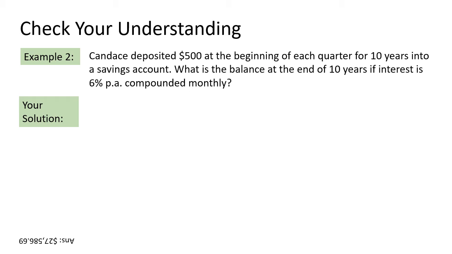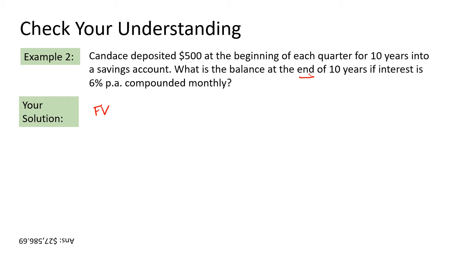Okay, let's look at a second example. Candace deposited $500 at the beginning of each quarter for 10 years into a savings account. What is the balance at the end of 10 years if interest is 6% per annum compounded monthly? So it's asking for the balance at the end. That's saying the future value.